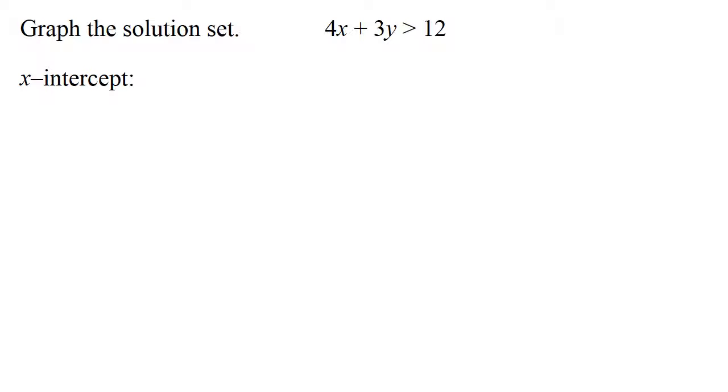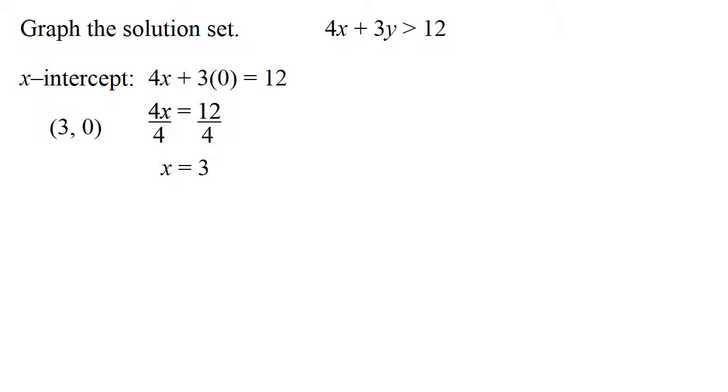And just a reminder that to find the x-intercept, you make y 0, and you figure out what x goes with that. So 3 times 0 is 0, so that's just 4x equals 12. Divide both sides of your equation by your coefficient of 4, and you get x equals 3. So x is 3 when y is 0 is your x-intercept.